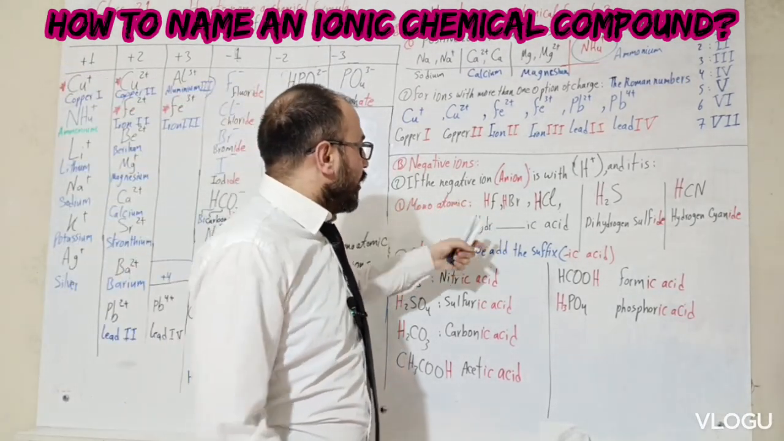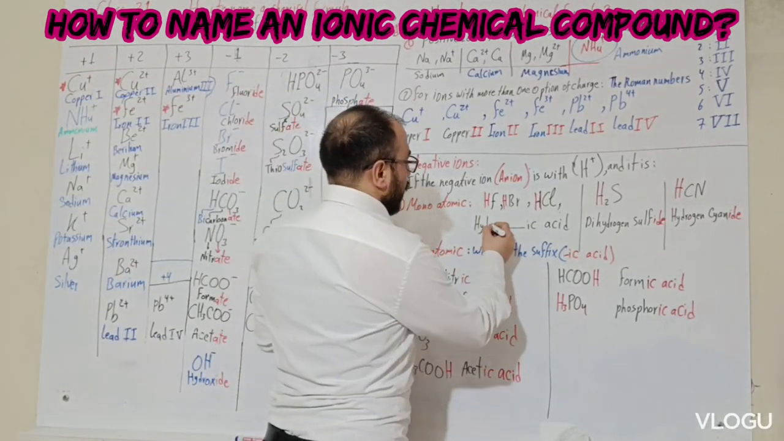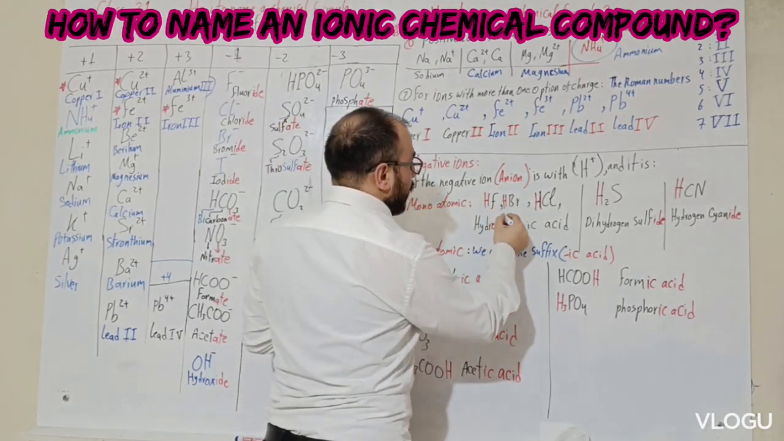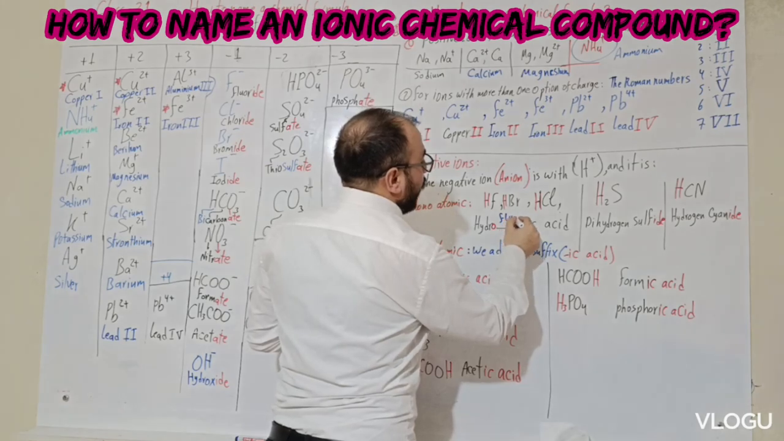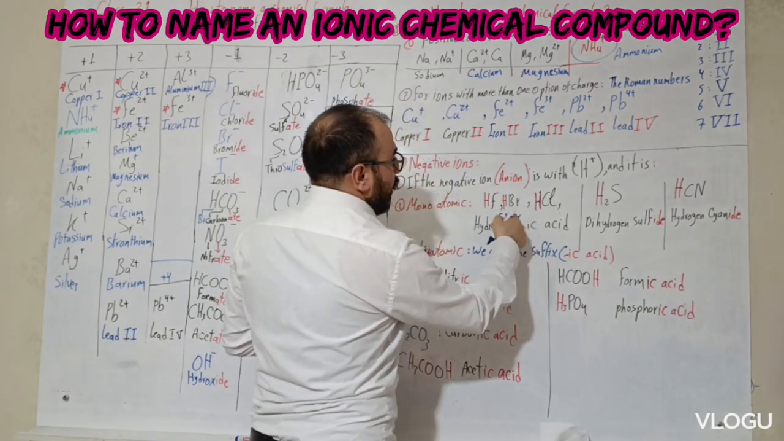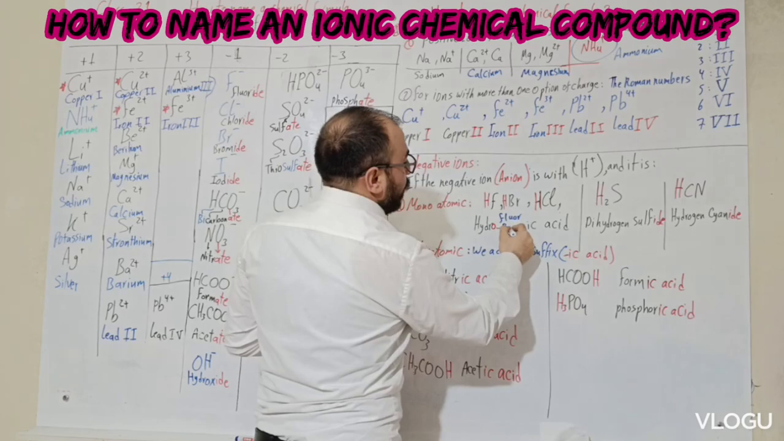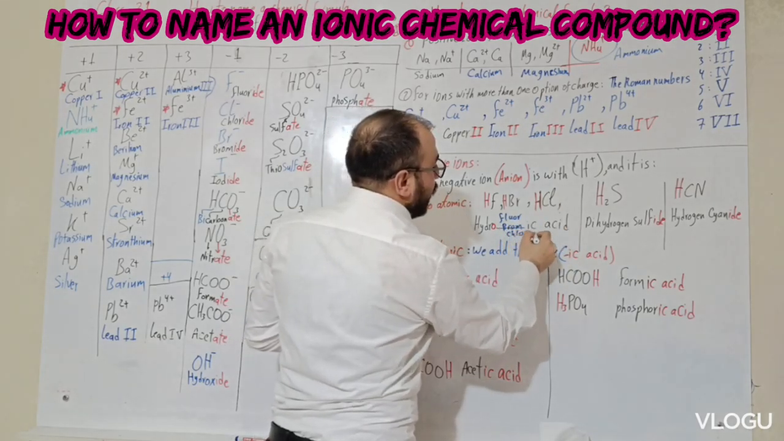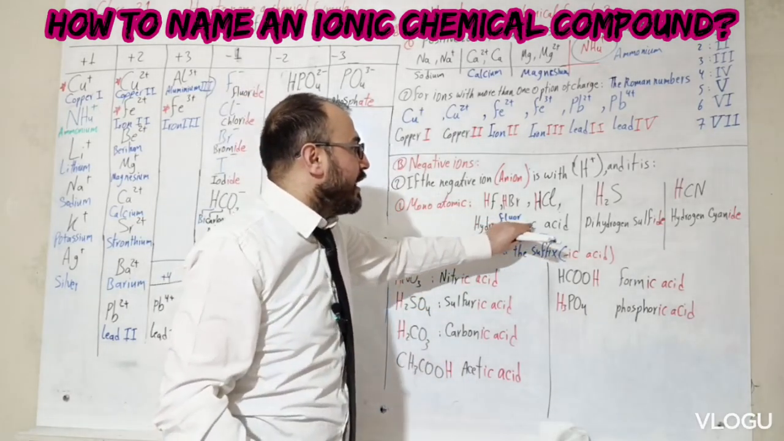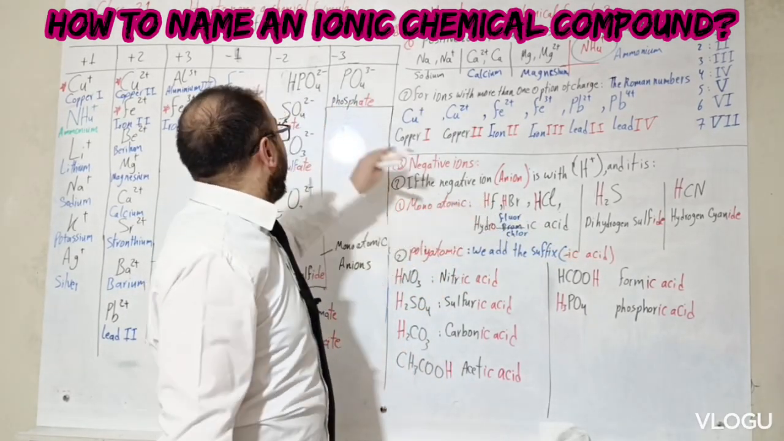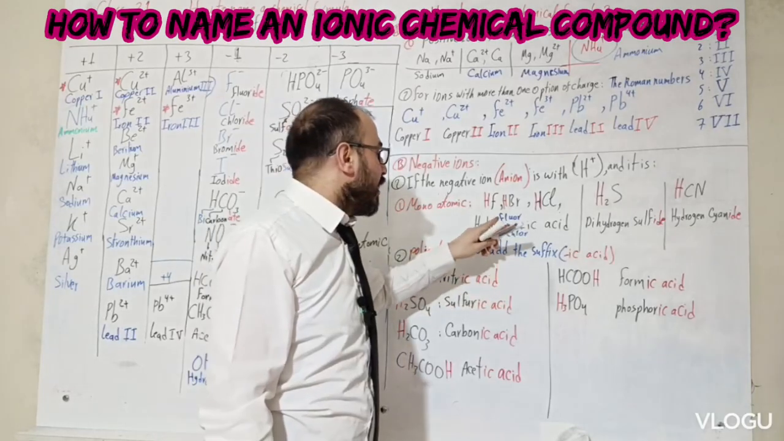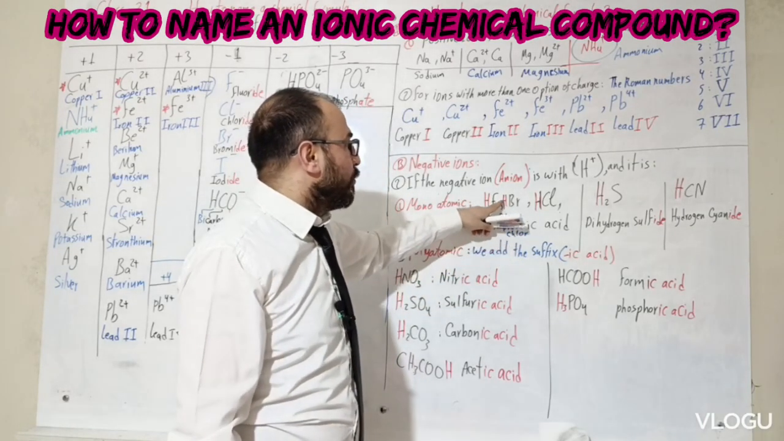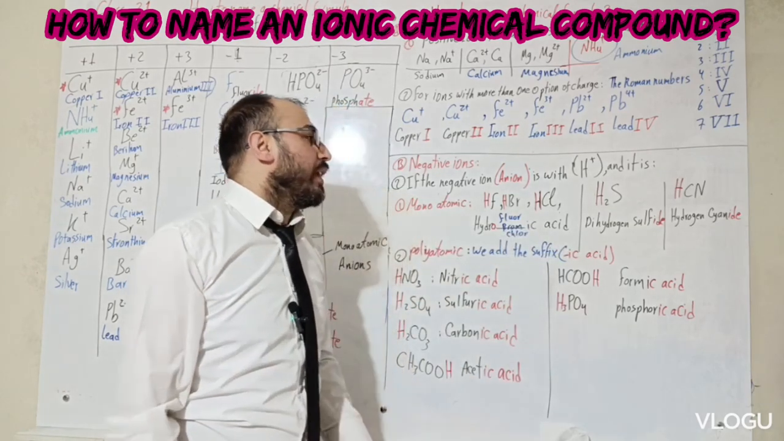Here we add this formula. We have hydro, this is fluor, for example, this is hydrofluoric acid. For bromine, hydrobromic acid. For chloride, hydrochloric acid. So here we have hydro-ic acid, and we add the name without, of course, the previous suffix. So it's going to be hydrofluoric acid, hydrobromic acid, and hydrochloric acid.